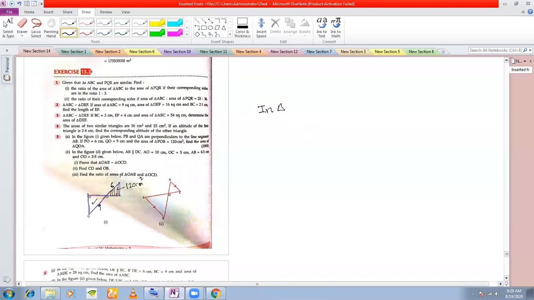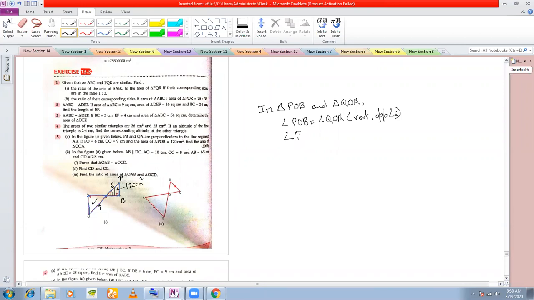In triangle, this is your point P, PB and QA. This is your point B. So in triangle POB and triangle QOA, angle POB is equal to angle QOA, vertically opposite. Vertically opposite angles. And the two angles are 90 degrees, given.